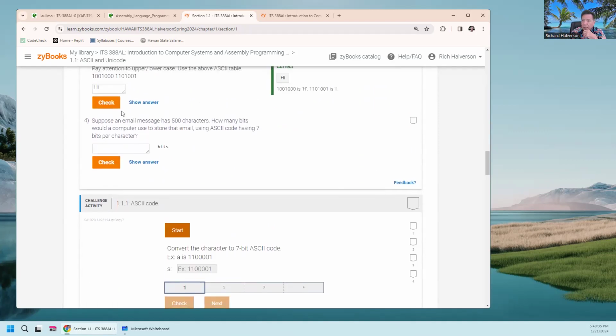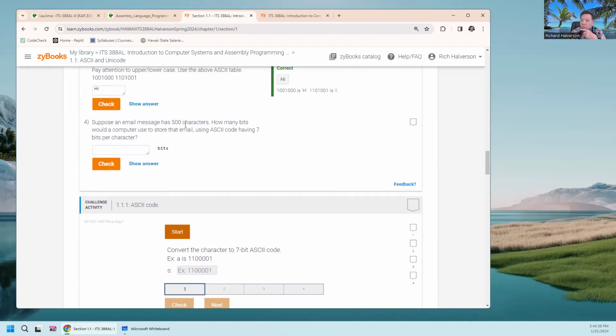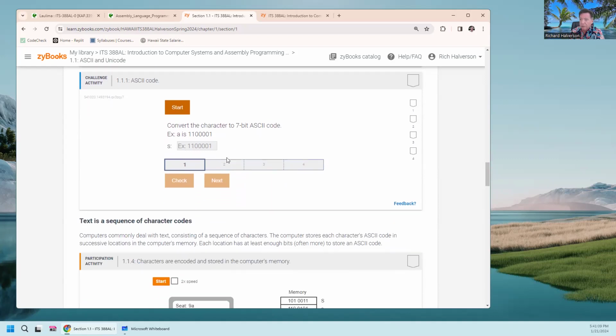All right. So anyway, suppose an email message has 500 characters. How many bits would the computer use to store an email using ASCII code having 7 bits per character? Well, I guess it would just be 500 times 7, which would be 3,500. Methinks. Yes. Okay, let's do some challenges.